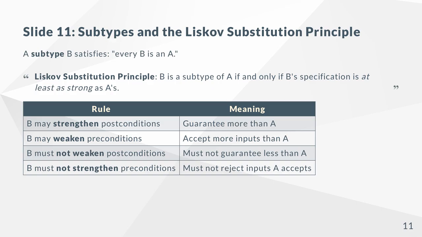This is the Liskov substitution principle. A subtype may strengthen postconditions, guarantee more than A does, and it may weaken preconditions, accept more inputs than A requires. But a subtype must not weaken postconditions or strengthen preconditions. Doing so would make B a less reliable substitute for A.